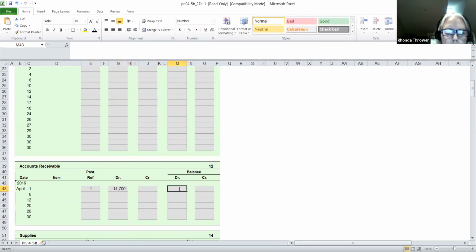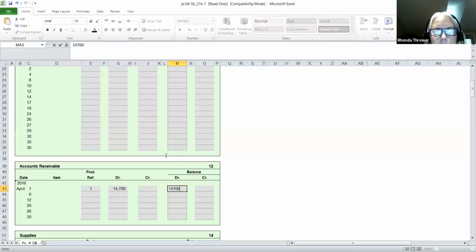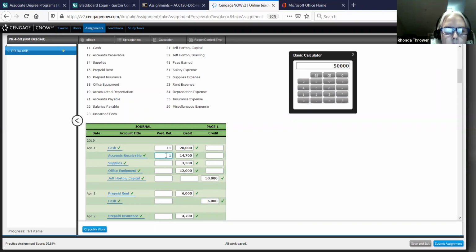And that's going to be a debit balance to my accounts receivable. And I'm going to pick up 1-2, and I'm going to put that back in my journal. Remember, this is how we post it.